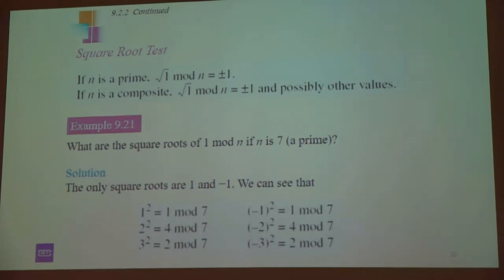and possibly other values. So basically, take a look at the example here. The only square roots are 1 and minus 1, we can see. For example, this is modulo 7. Is 7 prime? So what is in the set? How many numbers are in the set? 7, right? What are they? 0, 1, 2, 3, 4, 5, 6, right?